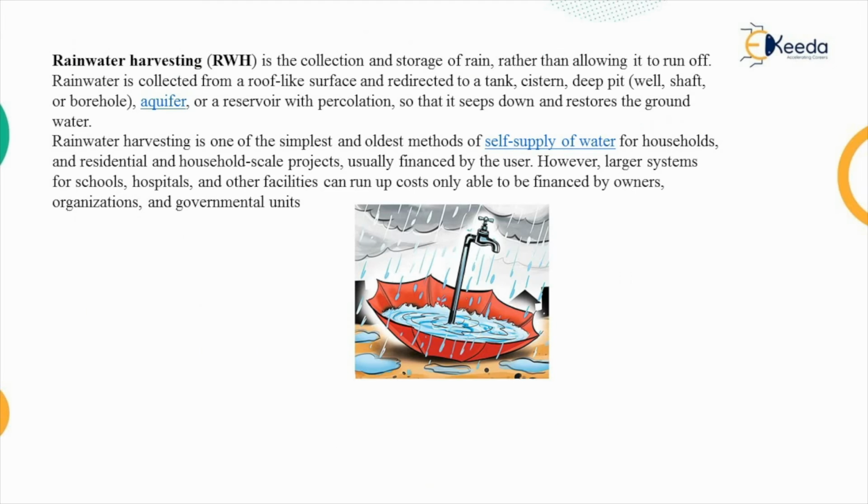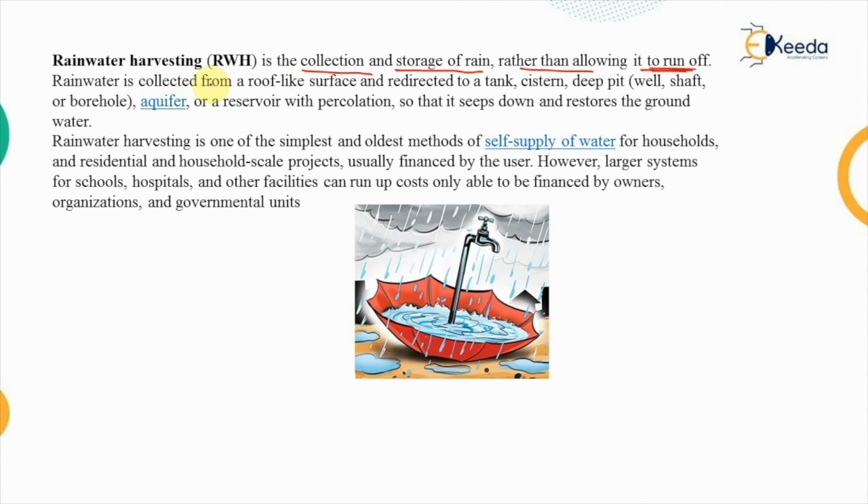So the next method of water conservation is rainwater harvesting, which is a very popular method among the different water conservation techniques. Rainwater harvesting is simply the collection and storage of rainwater rather than allowing it to run off. That means we do not want to waste the rainwater which is coming to us naturally.